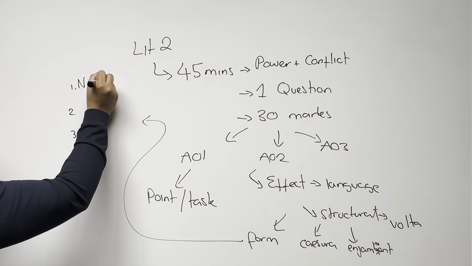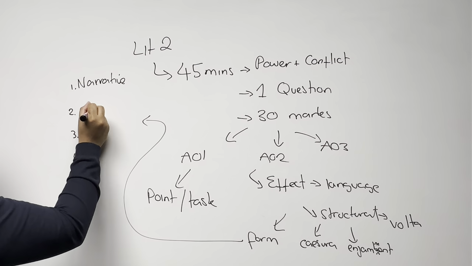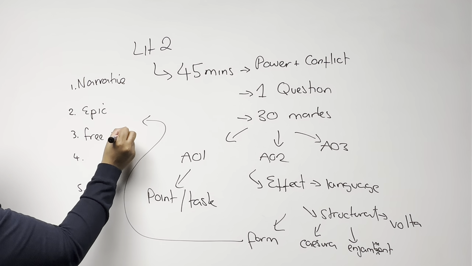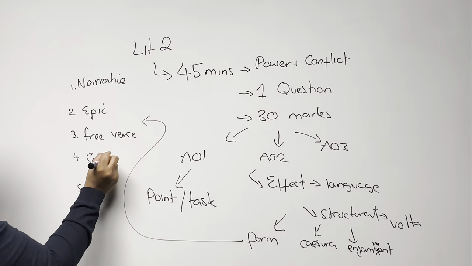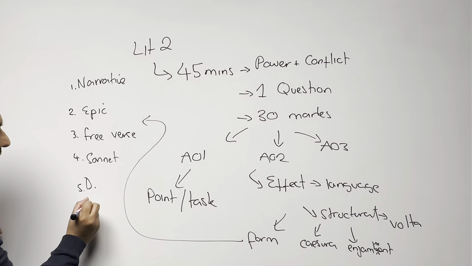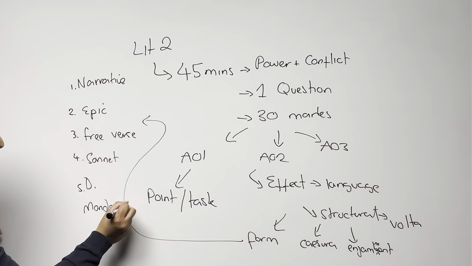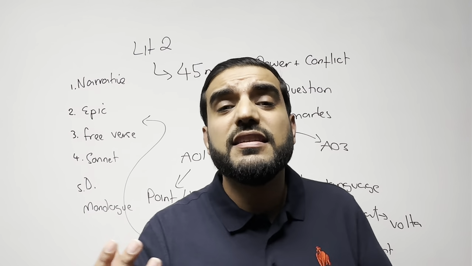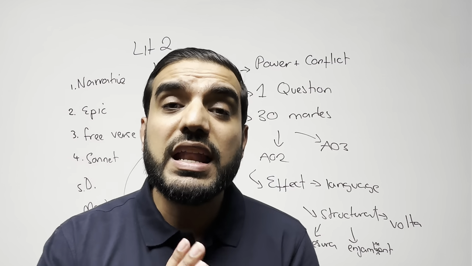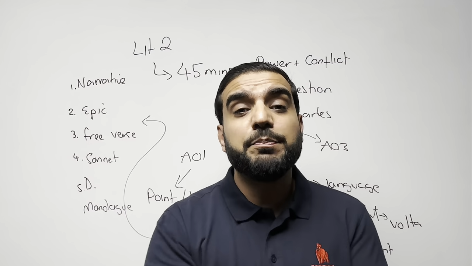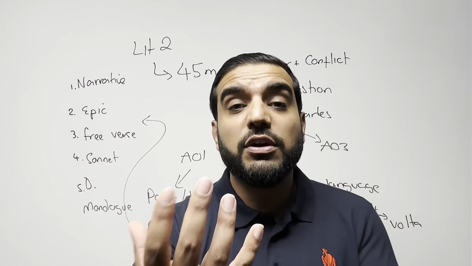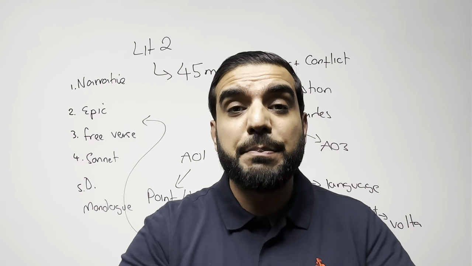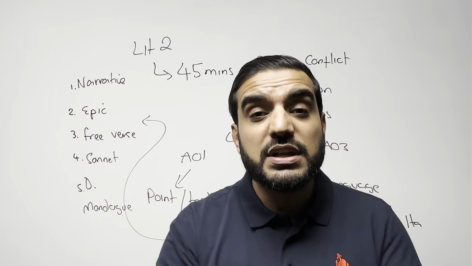There is the narrative form. There is the epic form. There is the free verse. There is the sonnet. And then there is the dramatic monologue. Now, what are these five? A narrative form of poetry, guys, is a poem that tells a story. An epic form of poetry is a poem that is about an event. For example, The Charge of the Light Brigade. When we get there, this is about an event. This is about a battle.